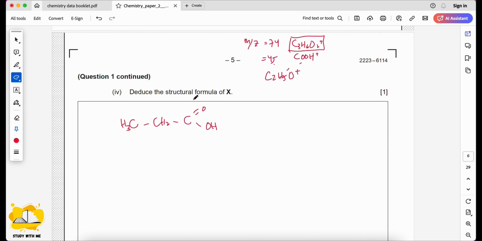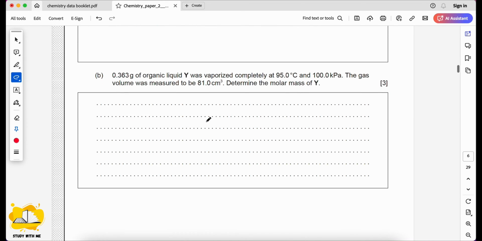So for C3H6O2, that would be the whole thing except H. And for COOH, this will be COOH. And C2H5O, that will be from here until here, excluding another C here. So C2, H5, and O. As in the IR, it shows C double bond O and then OH. So that's why it's mostly carboxylic acid.